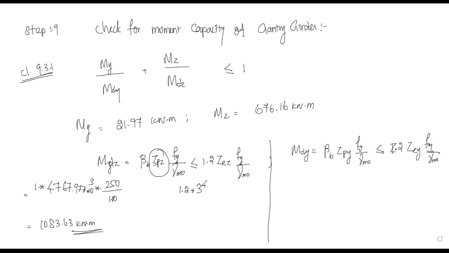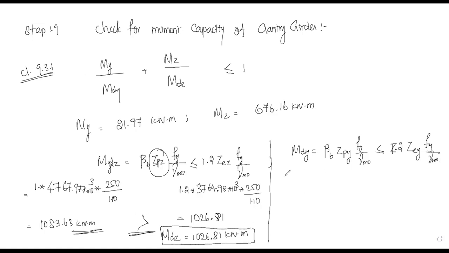And if I substitute Zez, 3764.98 into 10 to the power 3 into Fy value 250 divided by gamma m0 1.10, then the value becomes 1026.81. So here 1083.63 is greater than this value, so we are going to take Mdz equal to 1026.81 kilonewton meter.